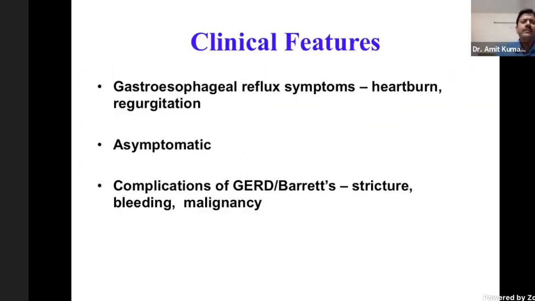Now, in terms of clinical features, there are no specific features for Barrett's per se, but because these patients often have gastroesophageal reflux disease, they may have reflux symptoms like heartburn, regurgitation. But often when we are doing endoscopy for dyspepsia, we incidentally pick up a finding suggestive of Barrett's. And occasionally patients may come to us with complications of GERD like stricture, bleeding.